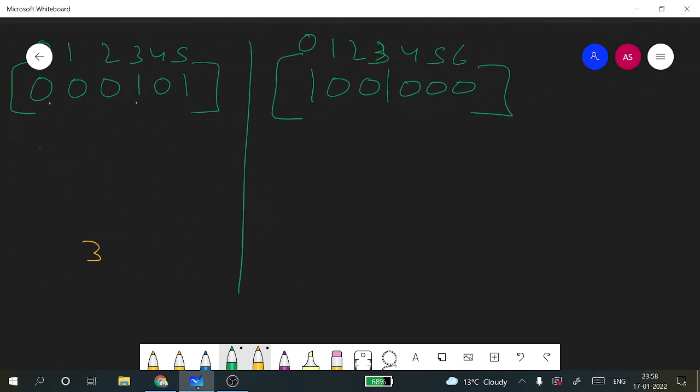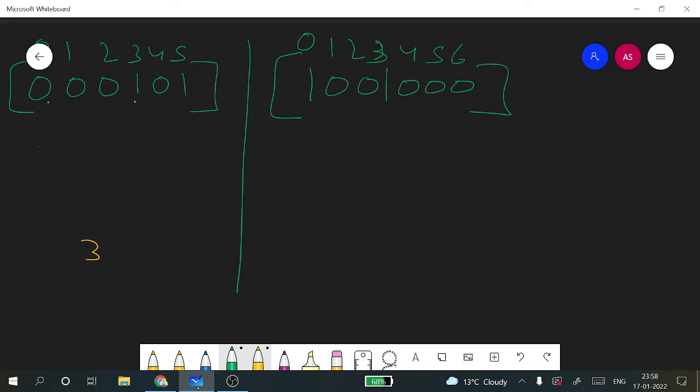Now for the third one, if he sits here, he cannot sit here, so it is 0. If he sits here, the distance is 1. If he sits here, the distance is again 1. If he sits here, it is 0. If he sits here, it is 1. If he sits here, the distance is 2. If he sits here, the distance is 3. So the maximum of all this is 3.